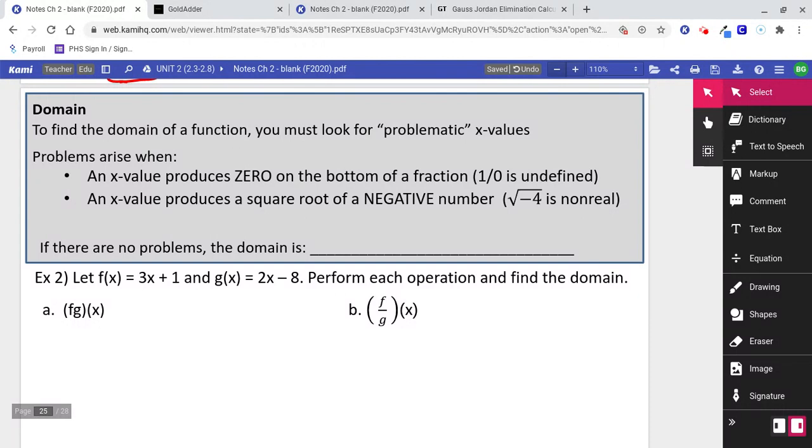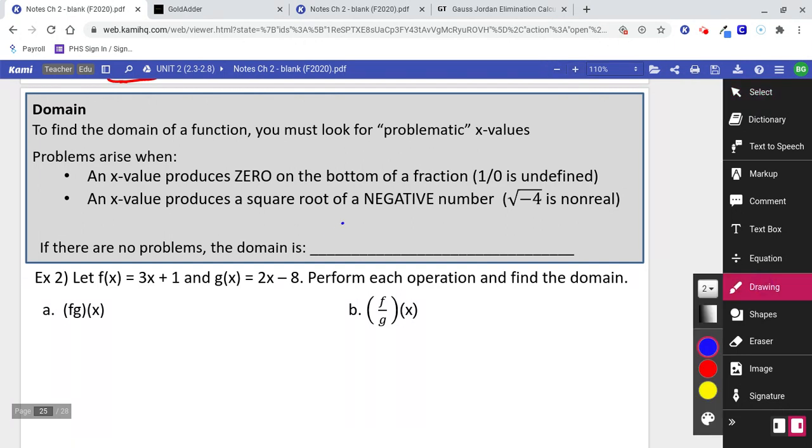Domain. To find the domain of a function, you must look for problematic, quote-unquote, x values. All right? Look for problems. Problems arise when an x value produces 0 on the bottom of a fraction or a negative inside of a square root. You've seen that before. Okay? But you kind of have to look hard sometimes for those problems. If there are no problems, then the domain is all real numbers.